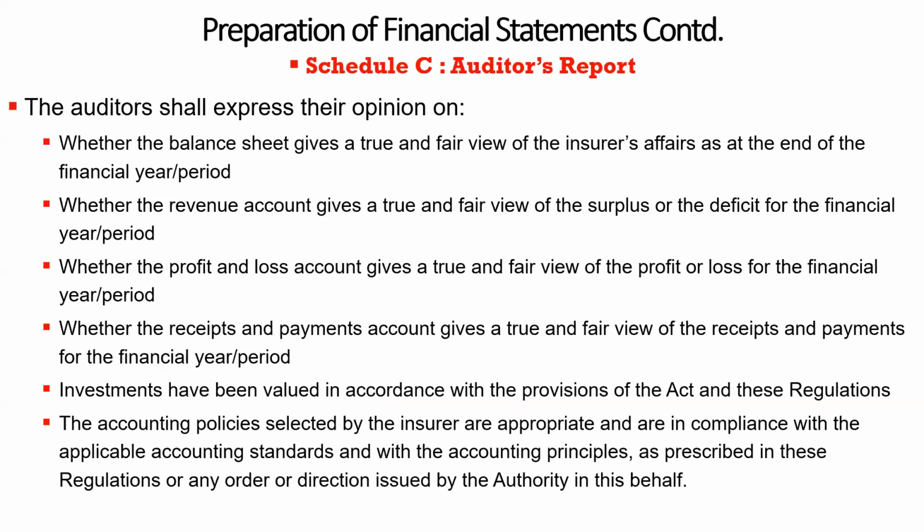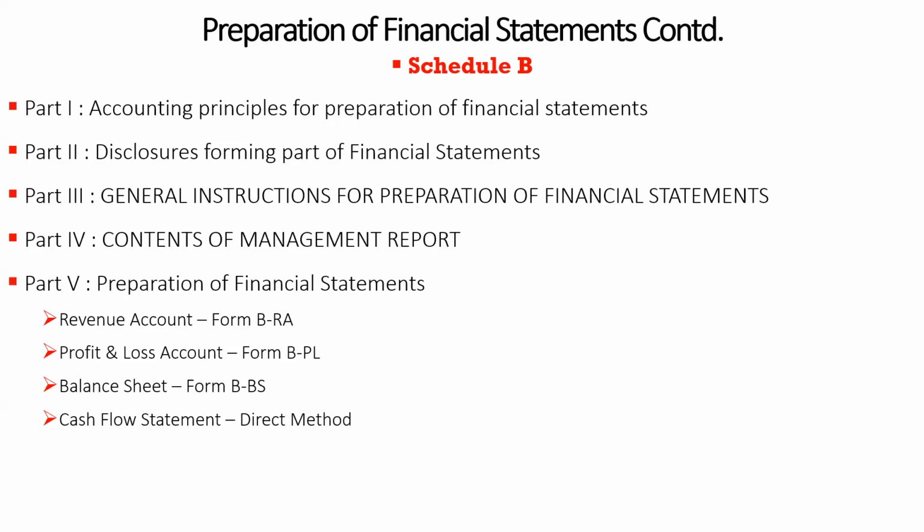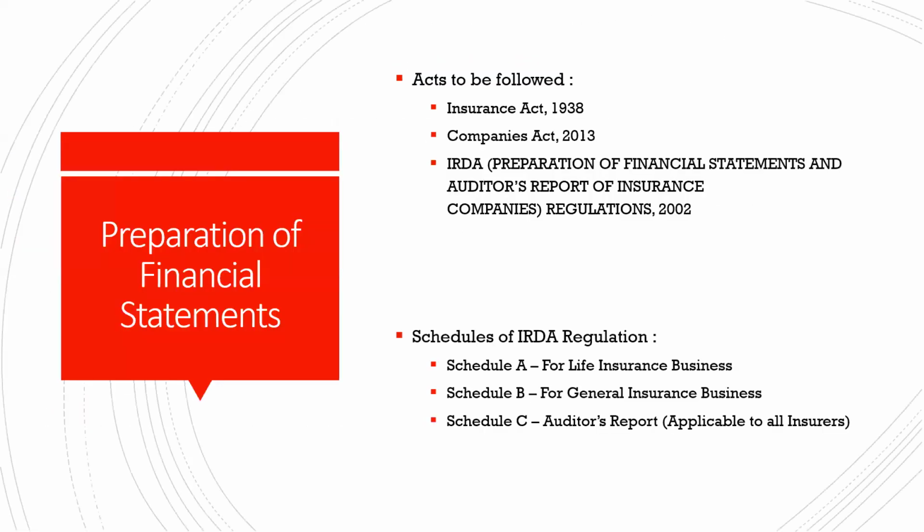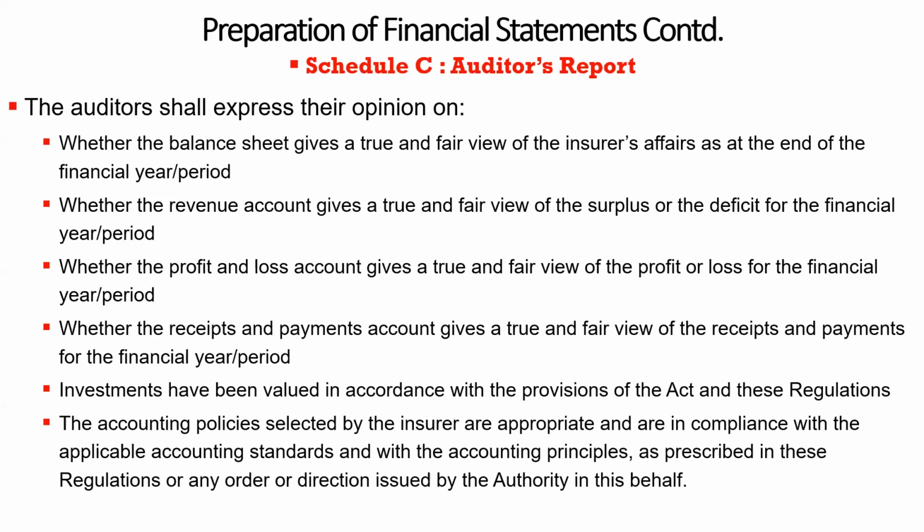Now, Schedule C, as we discuss here, is for the auditor's report. So the regulation says what the auditor has to certify. The auditor has to certify whether the balance sheet gives a true and fair view of the insurer's affairs at the end of the financial year, whether the revenue account gives a true and fair view of the surplus or deficit of the financial year, and whether the profit and loss account gives a true and fair view of the profit or loss of the firm for the financial year.